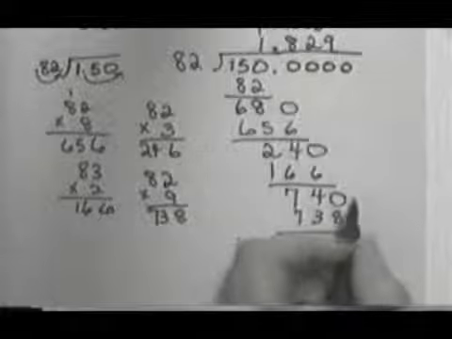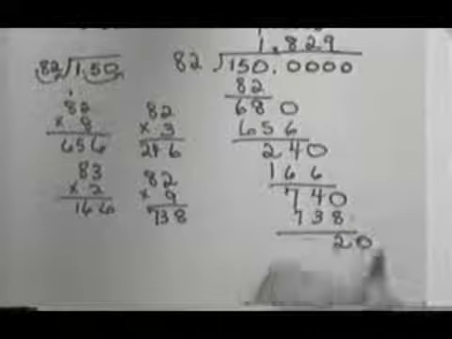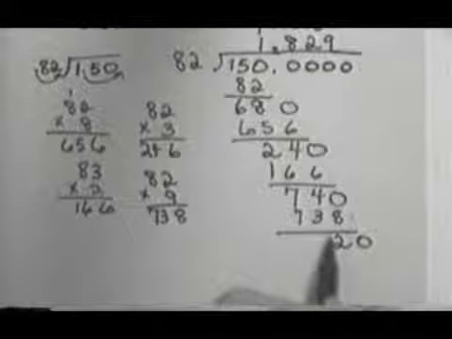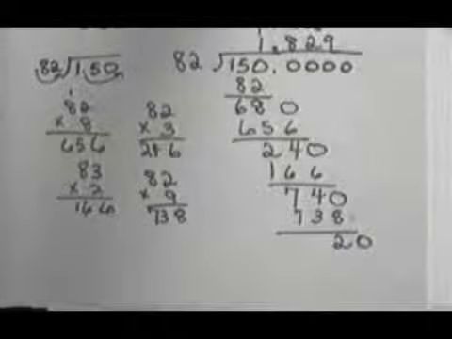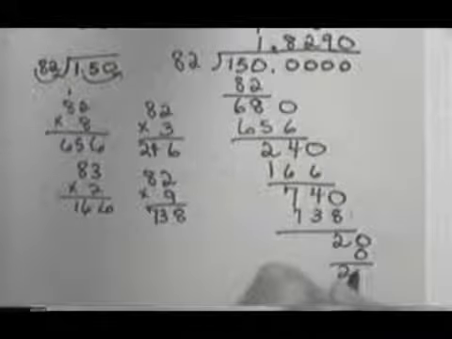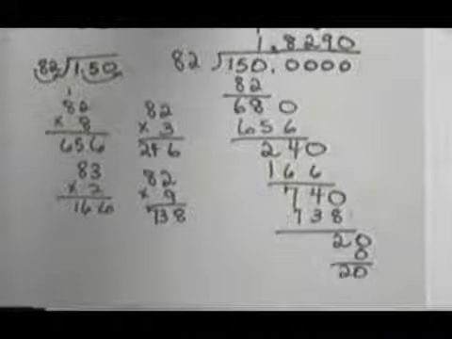But bring my last 0 down, 82. 82 won't go into 20, so I have to put a 0 there. 0 times 82 is 0, and I have 20 left over.